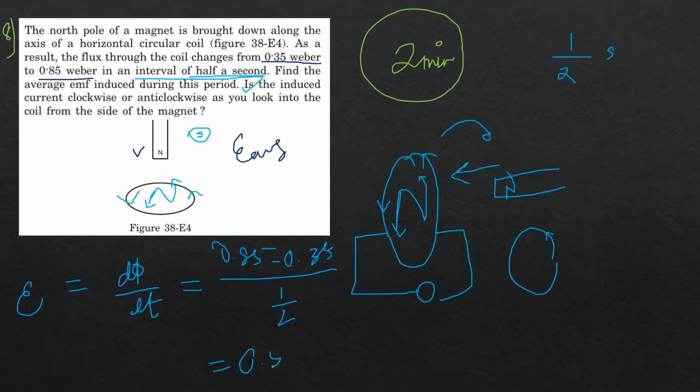And that 1 by 2 from the denominator will come up into 2, so this becomes 1. This becomes 1 volt. Don't worry about the average EMF and all that. It's just the same thing. So this is the answer, 1 volt, and the direction will be anti-clockwise. Again, this was a conceptual question.